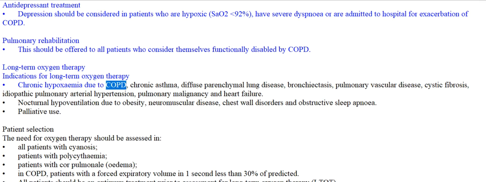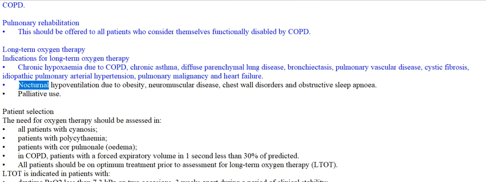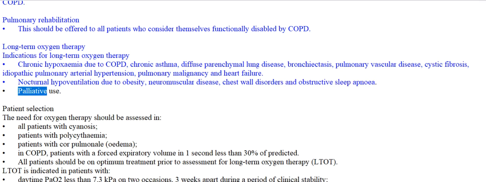COPD, chronic asthma, diffuse parenchymal lung disease, bronchiectasis, pulmonary vascular disease, cystic fibrosis, idiopathic pulmonary arterial hypertension, pulmonary malignancy, and heart failure. Nocturnal hypoventilation due to obesity, neuromuscular disease, chest wall disorders and obstructive sleep apnea. Palliative use.